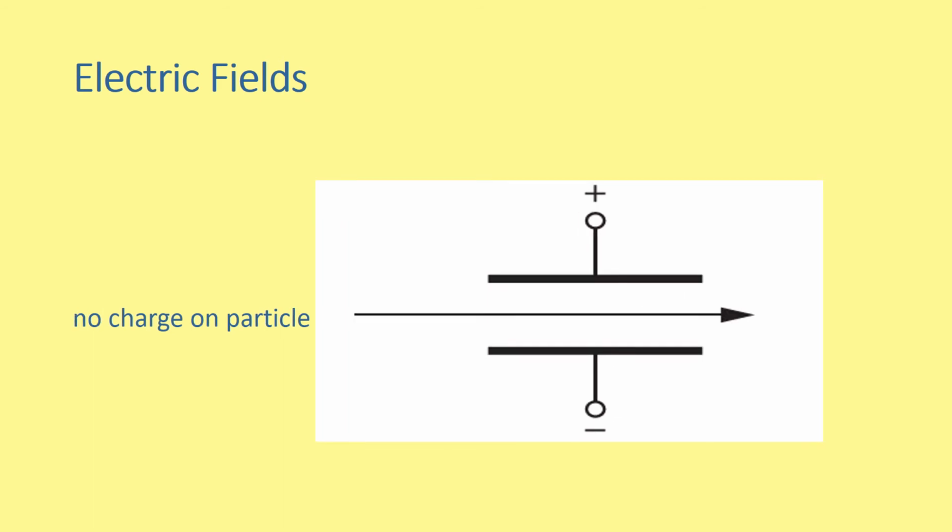If a particle enters the field and it has no charge, then it simply passes straight through. Though it should be noted that eventually it would curve slightly, but that's due to gravity, not because of an electric field.